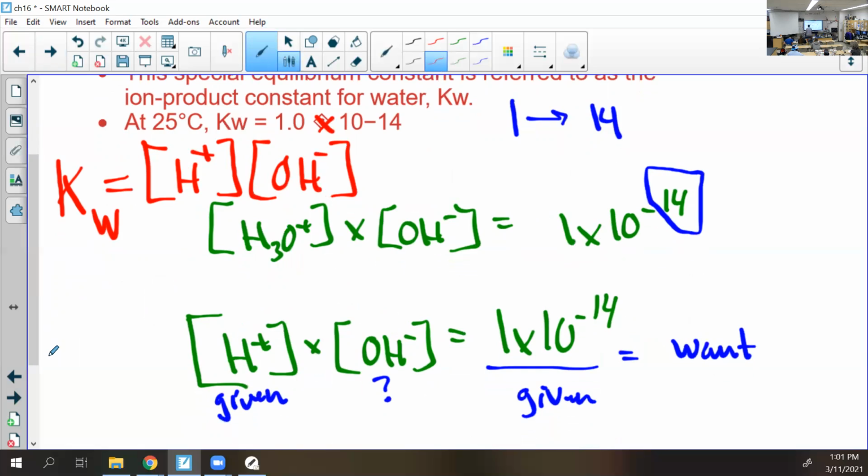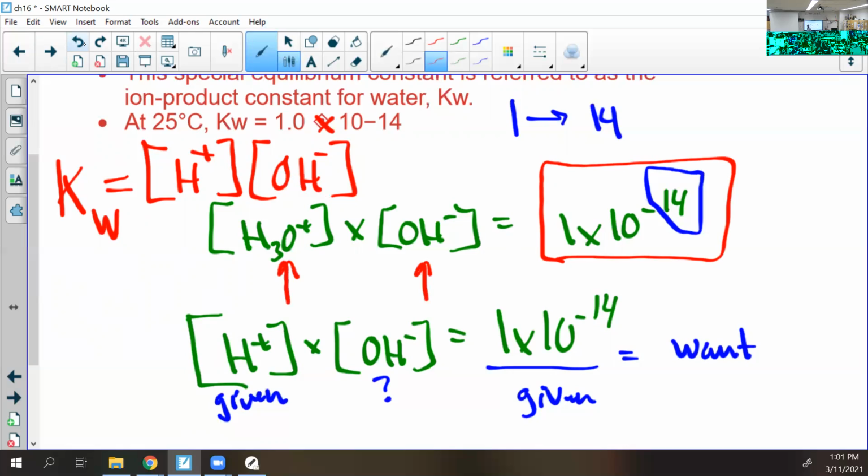What's cool about this is that since I know this is always this value, if I can find one of these, I can always find the other one. Really simple math. You take 1 times 10 to the negative 14 and divide it by your given. So this is actually like the third and fourth way we can find the same things I talked about a little while ago. If I have even one piece of information, I can put this whole puzzle together, and it will come together.